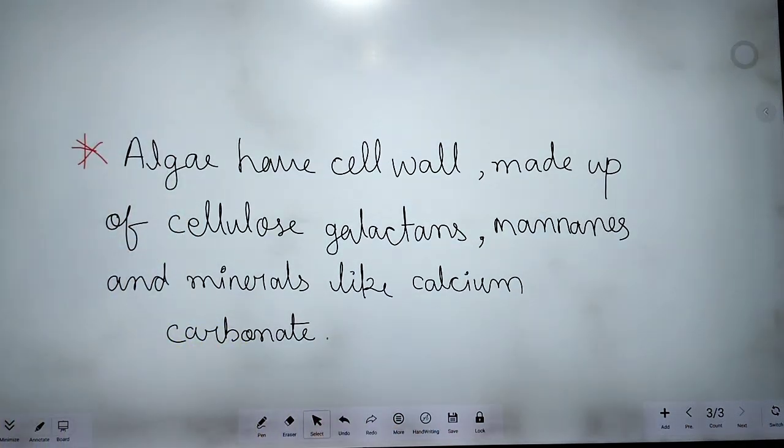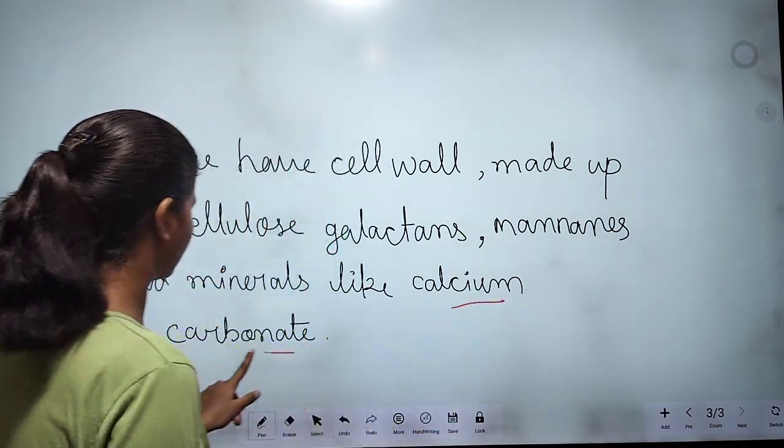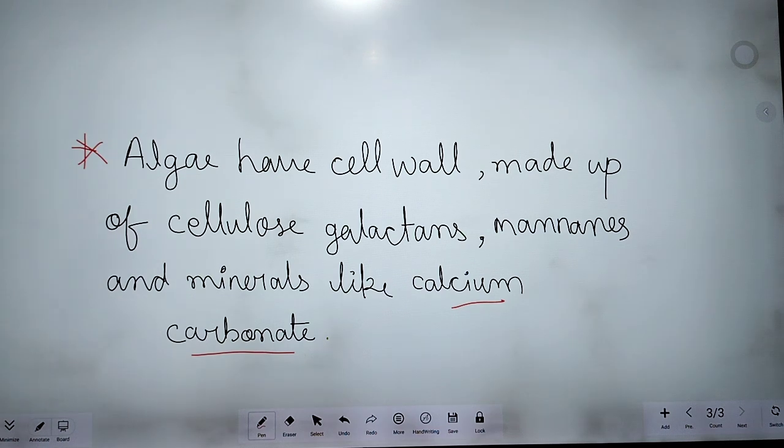So here is a point that algae have a cell wall. We all know that algae have a cell wall that is made up of cellulose, galactans, mannans and minerals like calcium carbonate. So algae cell walls are made up of these things.